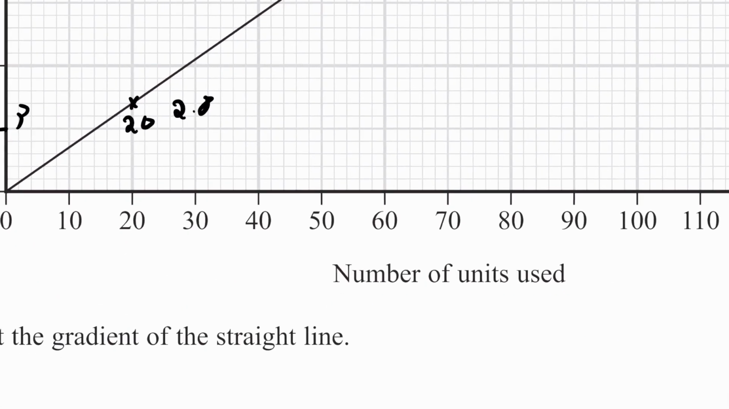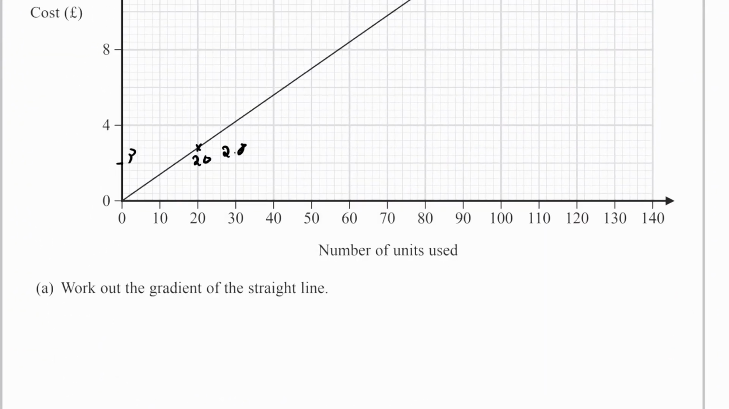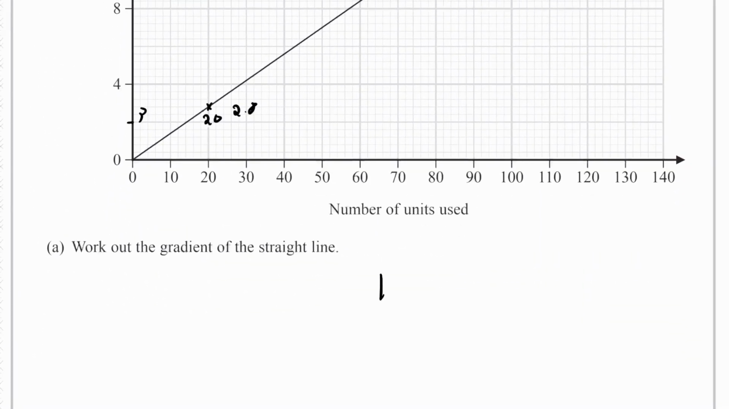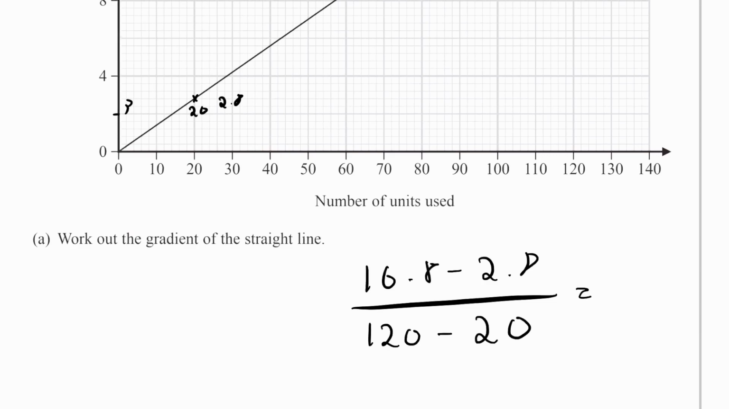Okay, then you just need to work out the difference between those. So zoom all the way out. So the difference in the y values is going to be 16.8 and 2.8. So 16.8 minus 2.8. And then the difference in the x values is going to be 120 minus 20. And then go ahead and plug that into your calculator. You should get the gradient of 0.14. Okay, so that's what you can write down.